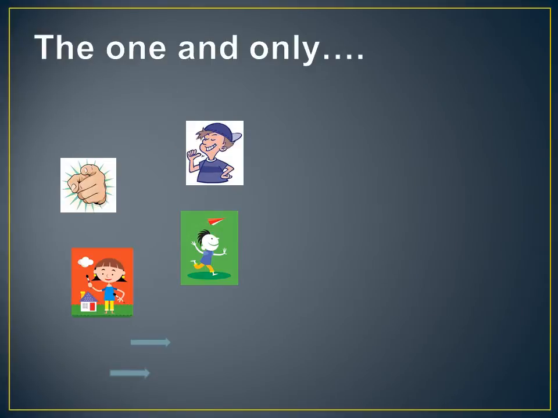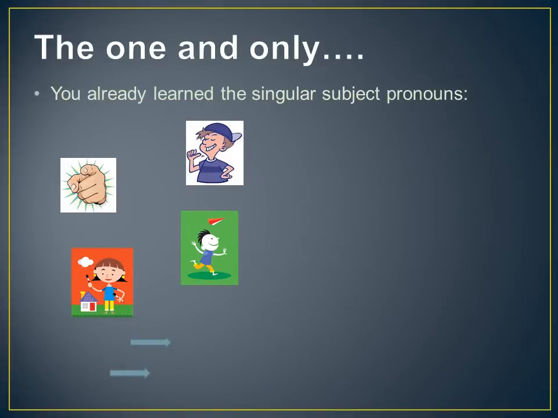You've already learned a few of these subject pronouns in a previous chapter. More specifically, you already learned the singular subject pronouns, the ones referring to the one and only. Yo, for example. Yo, I. Tú, you. Él, he. Ella, she.